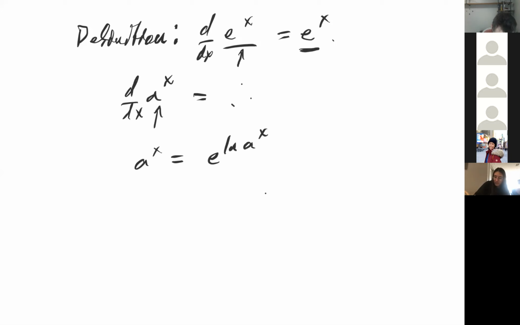Again, this is by definition. And then using the standard log rules that we looked at last time, we can rewrite this again as e to the x ln a.